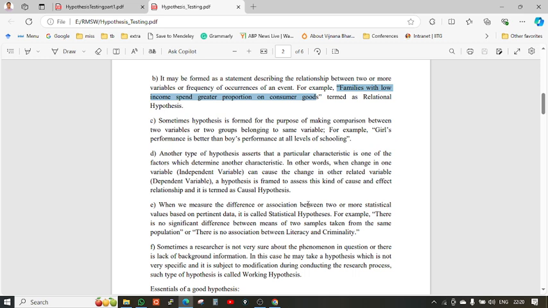Third is the hypothesis proposed for making comparison, that is comparative hypothesis. You have to compare between two data or two samples.